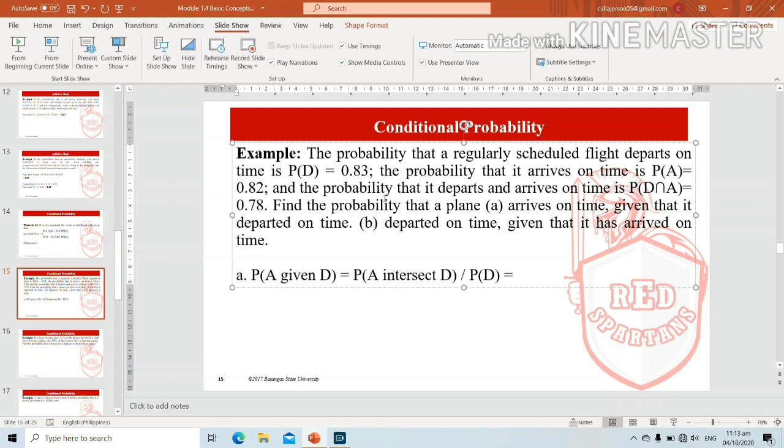So, ano ba yung intersection natin? Yung 0.78. Then, ano ba yung ating probability ng D? 0.83. So, 0.78 over 0.83 is equal to 0.94. Yan yung ating answer for letter A.